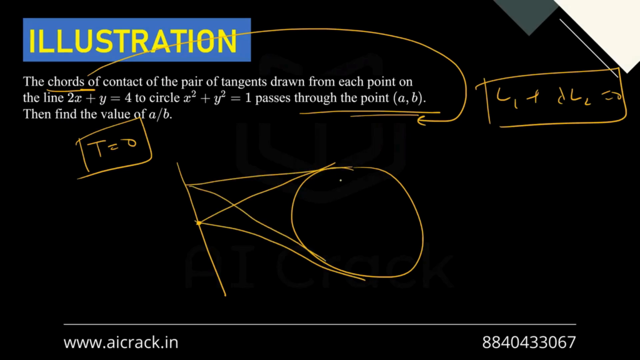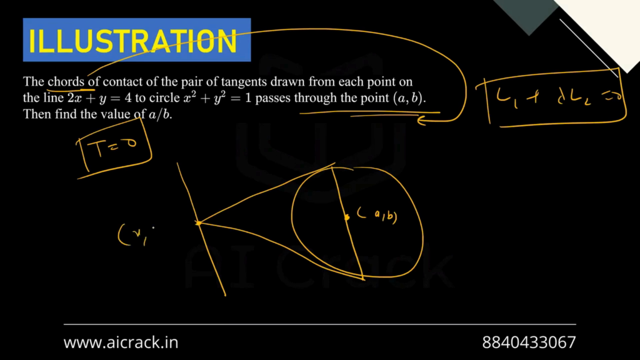Okay, so we are drawing multiple chords of contact, and basically all those chords of contact are passing through a particular point. Now let's say that point is (a, b), as given in the question. Since this is a variable line, it will have variable coordinates.